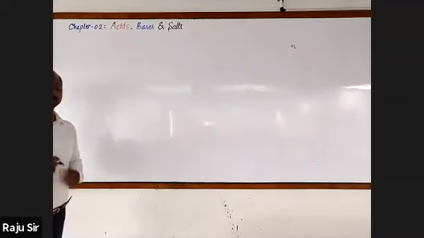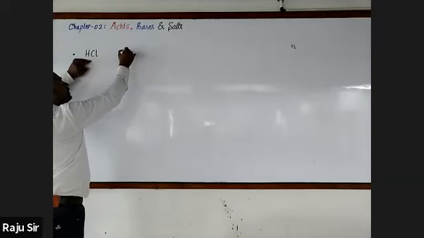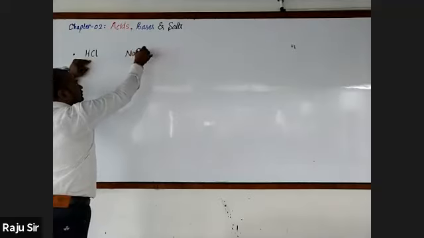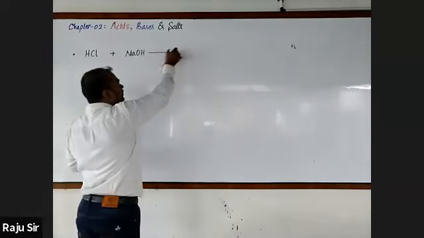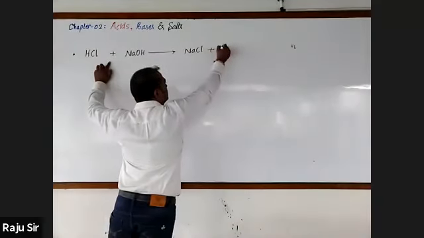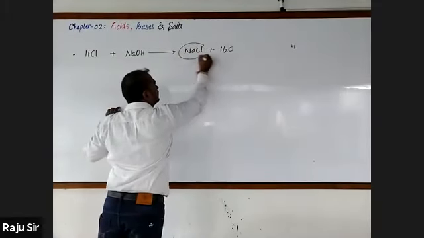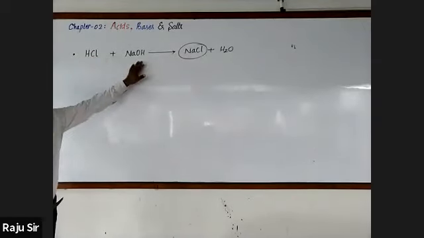Now, let me write one of the acids. You have to tell whether it is strong or weak. HCl, the most familiar one, is a strong acid. Then I'll write NaOH, a base. Is it a strong base or a weak base? Strong base. When they react with each other, they form NaCl and water. NaCl is a salt which is formed by the reaction between a strong acid and a strong base.